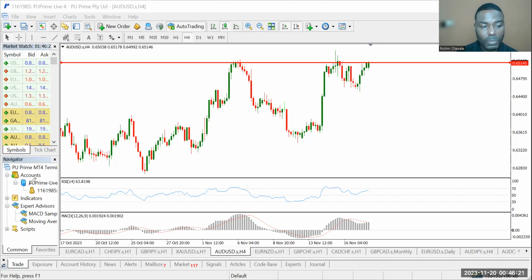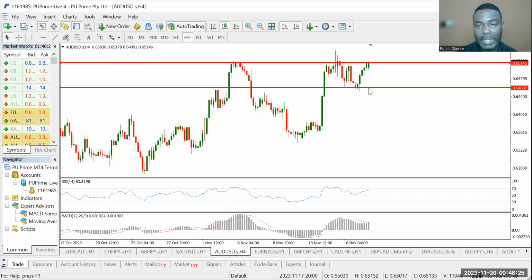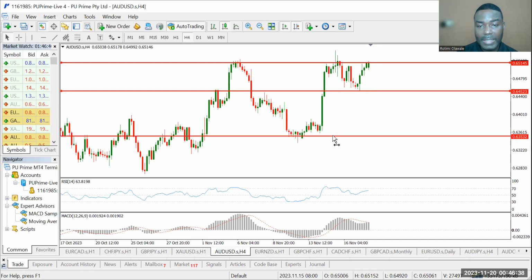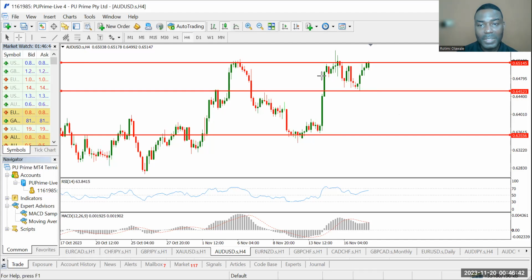So if it works as planned, then this place here should be the neckline. And if you want to use pending order, you can use it at the tip of the neckline at 0.64523. That can be your entry. And for your take profit, you can target the next support level as your take profit level. And that should be some 97 pips away. So I'm bearish biased on AUDUSD.